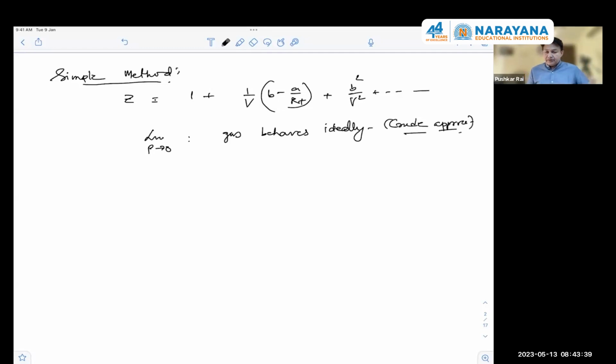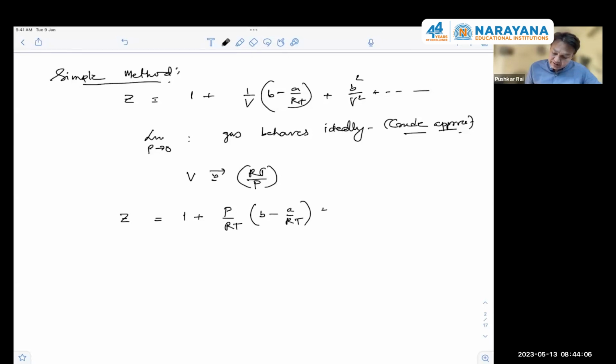For the JEE purpose, let us see. I will discuss all this crude approach and sophisticated approach. With very crude approach, we can approximate V is approximately equal to RT by P. Do you agree? Please give affirmative. Do you agree? So Z can be written as Z is equals to 1 plus P by RT into (B minus A by RT) plus higher order terms.